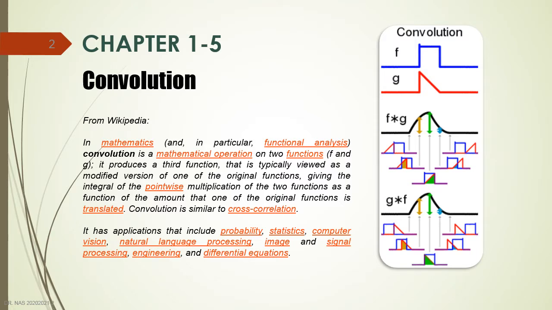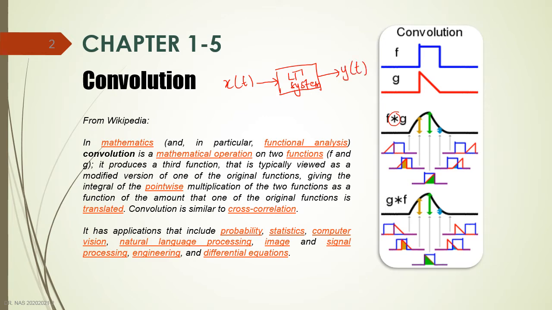Convolution is basically a process that happens in an LTI system when you have two functions. The convolution can be notated as the star symbol. When you have an input signal, for example x(t), going into an LTI system, this is a linear time invariant system, and you get the output y(t).